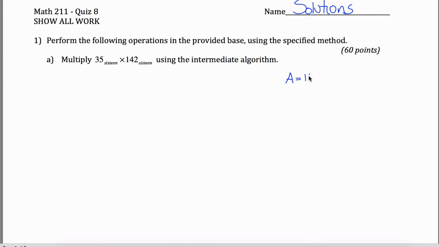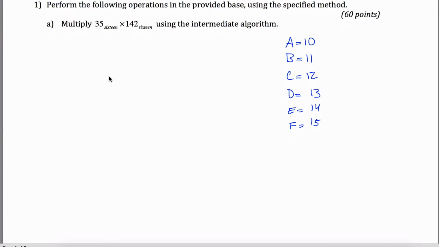What you need to know about base 16 is we need some extra symbols to represent our base 10 concepts of 10, 11, 12, 13, 14, and 15. So kind of our standard is to use the letters A, B, C, D, E, and F respectively. So this will be kind of a little legend that I refer to throughout this problem. When I'm doing the intermediate algorithm, what I do is I take one of these numbers, multiply it by the other number, and I'm going to show each partial sum.